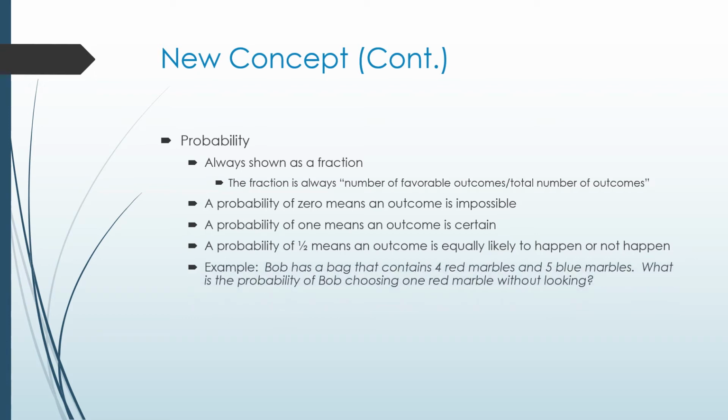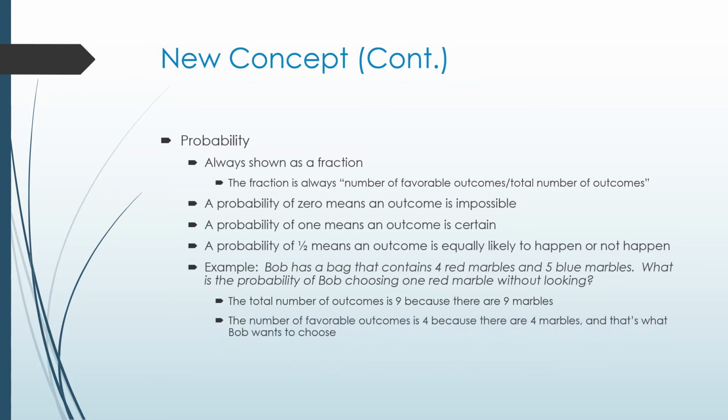Here's an example. Bob has a bag that contains 4 red marbles and 5 blue marbles. What is the probability of Bob choosing 1 red marble without looking? The total number of outcomes is 9 because there are 9 marbles, and the number of favorable outcomes is 4 because there are 4 red marbles, and that's what Bob is talking about choosing. So that means our probability of choosing a red marble is 4/9.